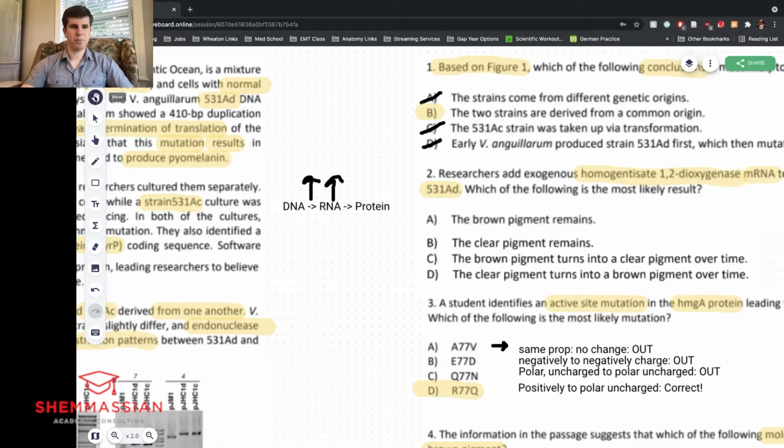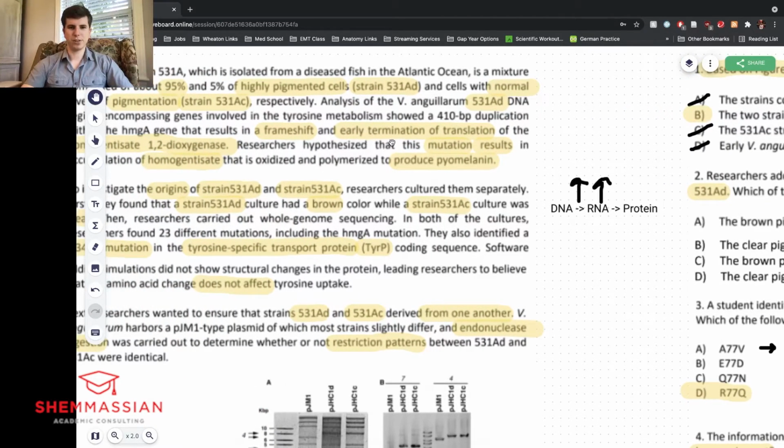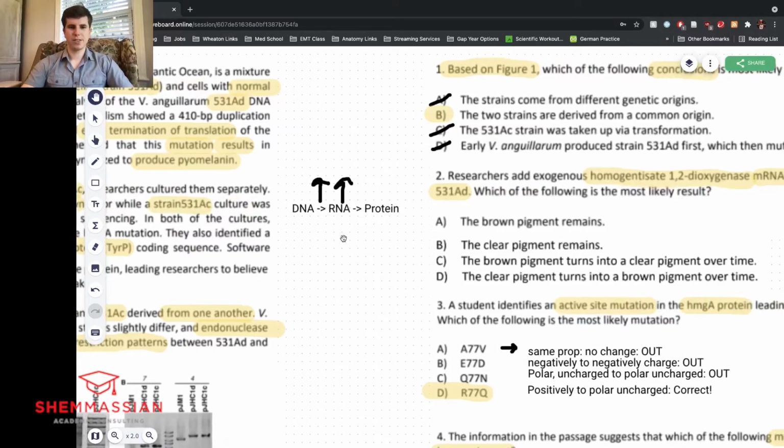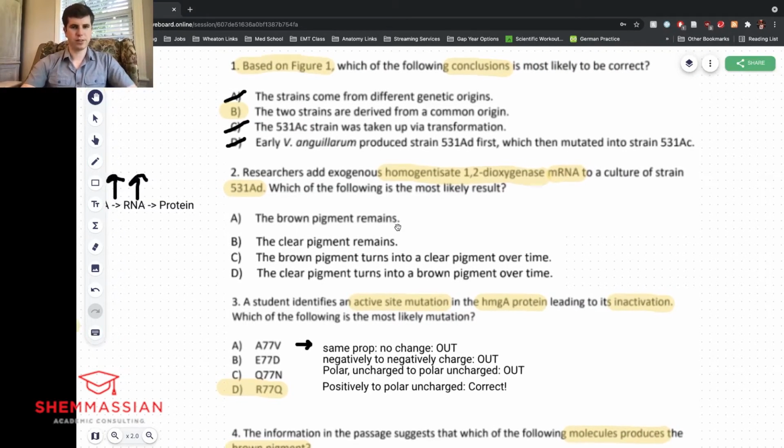So the thing is that wasn't impacted before. Our RNA value, that was not the limiting factor. The limiting factor was early termination of translation. So the impact on translation was not affected. So I'm going to say that there's going to be no changes here. Let's see what our question choice is, which one leads towards no changes. The brown pigment remains. Okay, that suggests no changes. The clear pigment remains, also suggests no changes. The brown pigment turns into a clear pigment over time. That suggests a change. I'm going to rule that one out. And then the clear pigment turns into a brown pigment. That's also a change. Ruling out C and D right away.